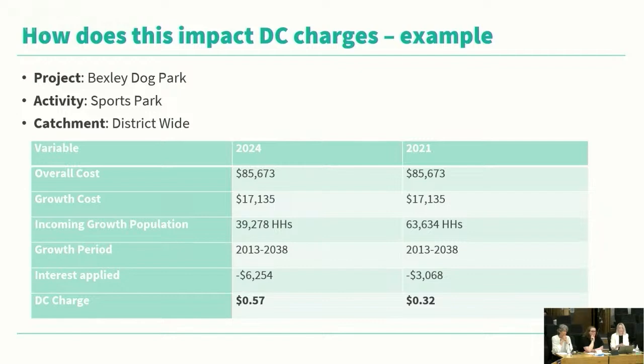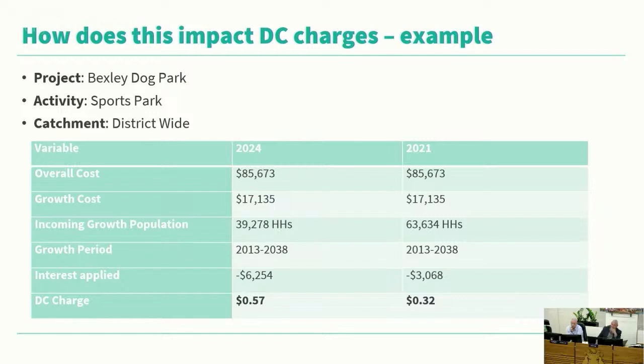So just for everyone out there, when the 39,000 people come in and the last 57 cents is paid, and that dog park is paid off, the next person that moves into that area doesn't pay for it, and it's done. You can't claim for something that's already paid for, is that right?